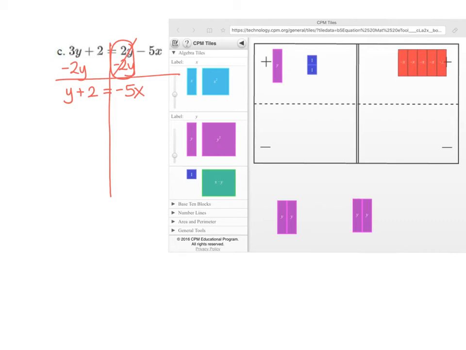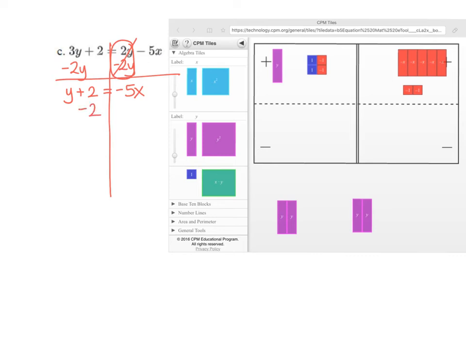Now, I'm very close to having y by itself on the left side of the equation, but I'm not quite there yet. As I can see here, I have 2 positive unit tiles. So I want to get rid of those, so I have the y by itself. And the only way that I can get rid of those is by adding 2 negative tiles to the left side to make 0 pairs. And remember, if I add 2 negative unit tiles to the left, I must add 2 negative unit tiles to the right. So let's write down that step.